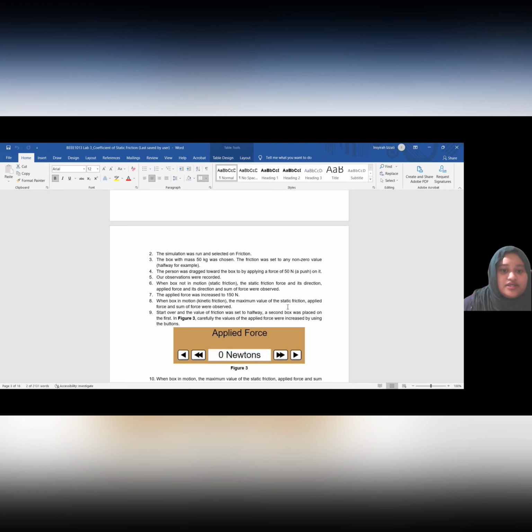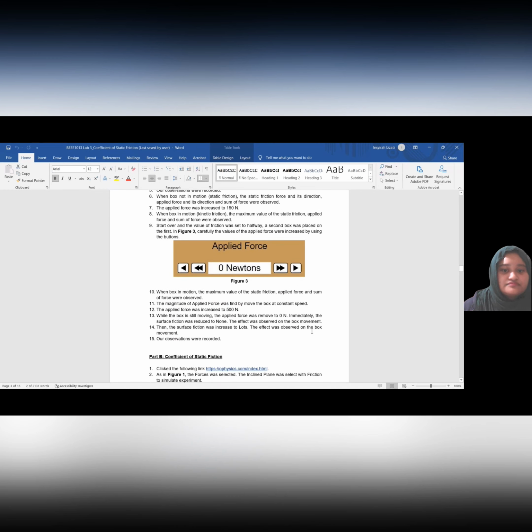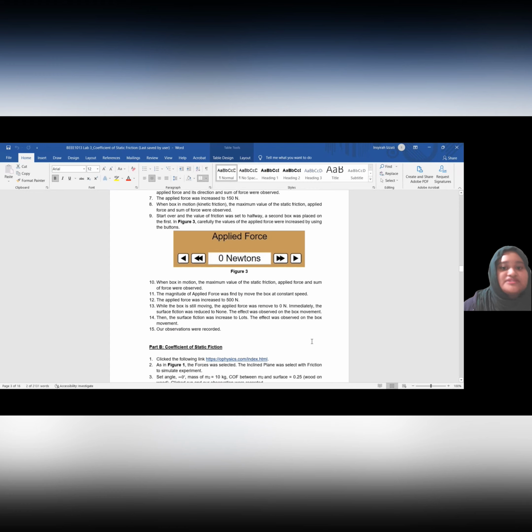Number 9, start over. The value of friction was set to halfway. A second box was placed on the first. In figure 3, carefully the values of the applied force were increased by using the buttons. When the box is in motion, the maximum value of the static friction, applied force and sum of force were observed. The magnitude of applied force was found by moving the box at constant speed. The applied force was increased to 500 Newton. While the box was still moving, the applied force was reduced to 0 Newton.